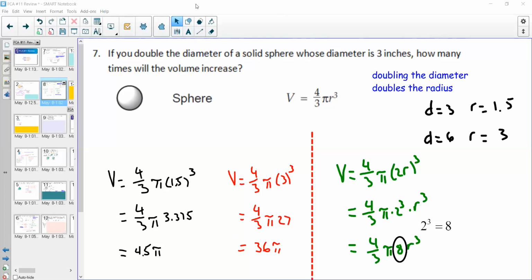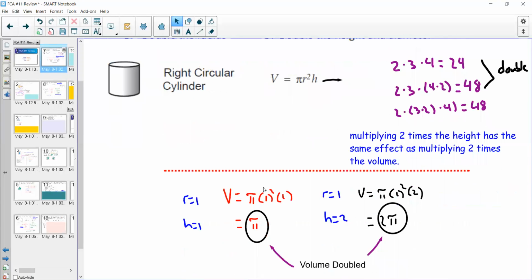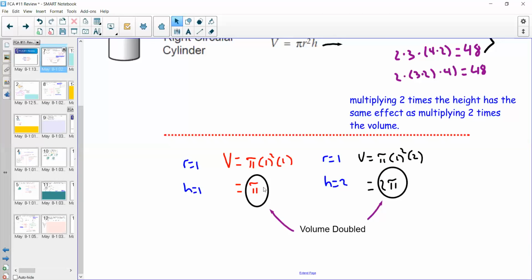I lost my chat box. Will you post a video of the rest of the answers? Yeah, I'll post a PDF too. Jordan, where were you referring to 7.9? Which one?